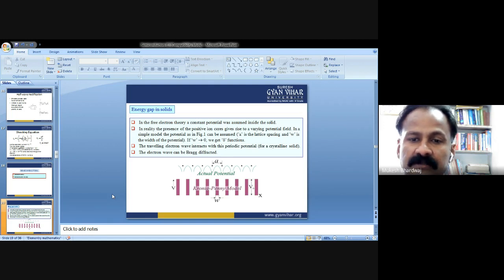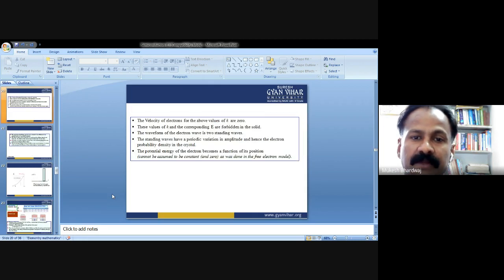So this is the internal physics of how the electron behaves inside a material. The velocity of electrons for the above values of k is 0. These values of k and the corresponding E are forbidden in the solid. The waveform of the electron wave is two standing waves. The standing waves have a periodic variation in amplitude and hence in the electron probability density in the crystal.